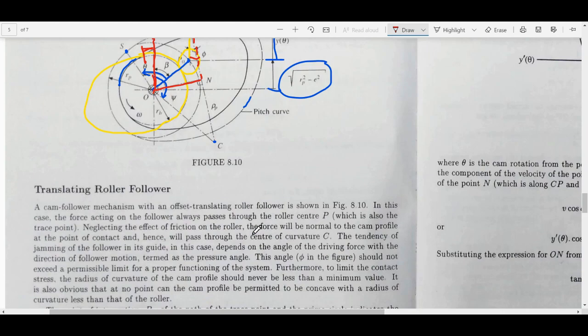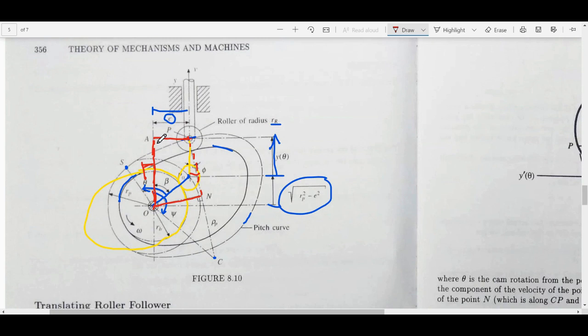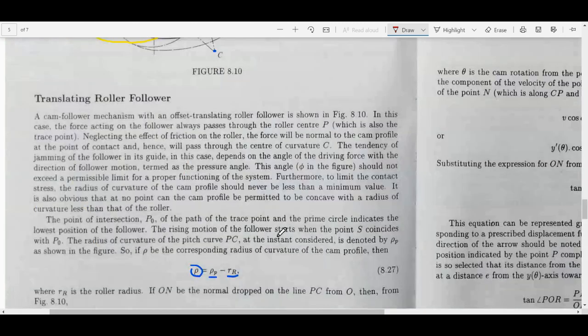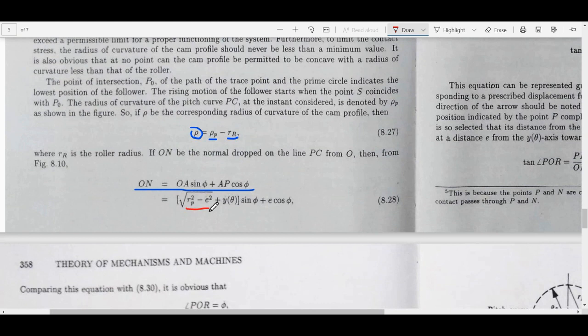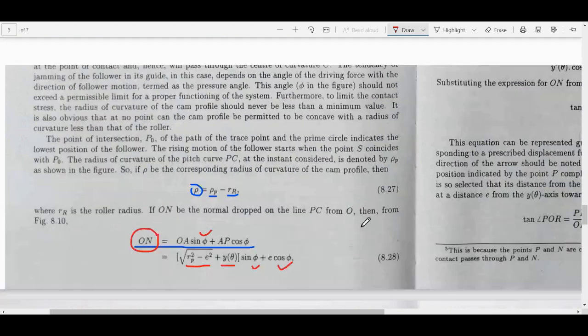Now what's OA? OA is equal to this height plus y, and this height is, as we know, here. That is why we have ON equal to this height plus y, times sin phi, plus E cos phi. This is ON. That's our first observation.